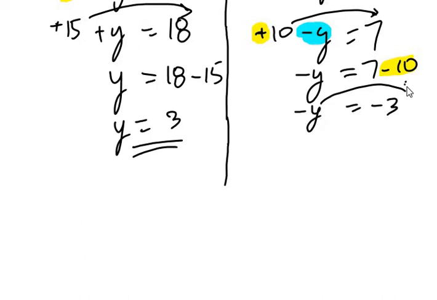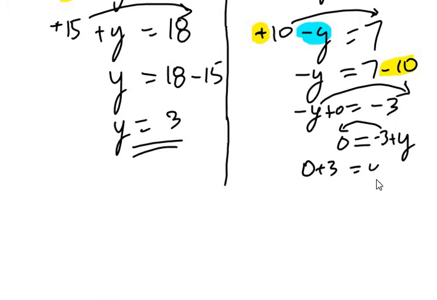But the other option is to transpose the y over, and it becomes positive y or plus y, right? So it's like saying negative 3, and think of this as negative y plus 0, okay? So when I transpose the negative y over, it becomes plus y. So it's like negative 3 plus y, and we're left with 0 over here. Then I transpose the negative 3 over, and it becomes 0 plus 3 equals y. And so I have y equals 3.